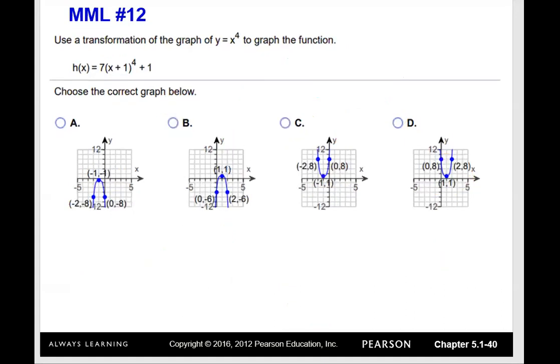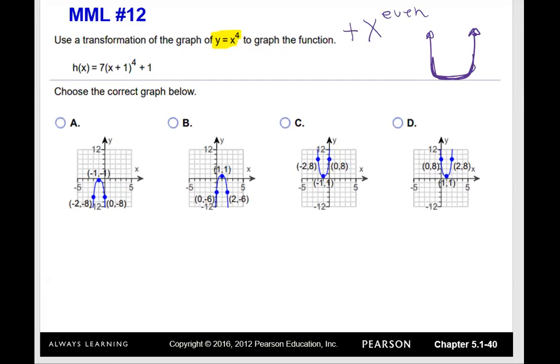Like this one. Okay, it is an x to the fourth. It says the basic transformation of x to the fourth. So when I'm looking at this, it is a positive x to an even power. So I know both ends have to be going up, and it's to the fourth, so it's more of a flattened out parabola. Not real flat, but more flattened than a regular one. It's got a coefficient of a 7 on it.